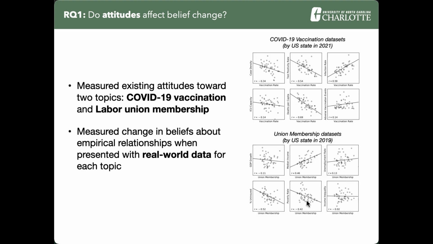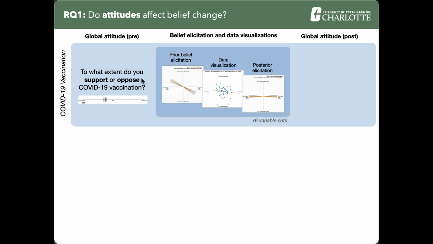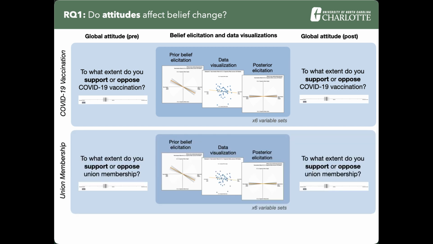We collected some real-world data sets that were related to two topics, COVID-19 vaccination and labor union membership. For each of these topics, before people saw any data, we first measured their overall attitude regarding that topic. They were then presented with these 6 data sets where for each one we elicited their beliefs before and after they saw the data. And finally, we again evaluated their global attitude regarding that topic. And we repeated the whole process for the other topic after.